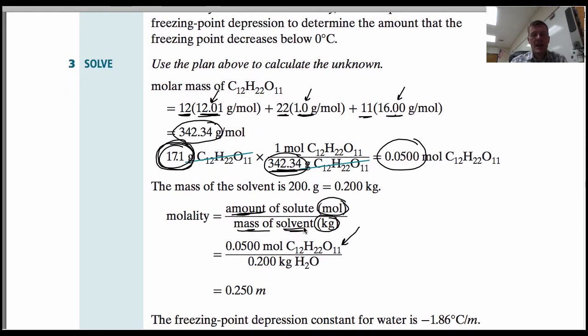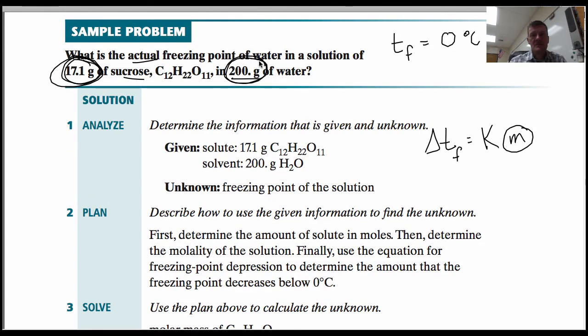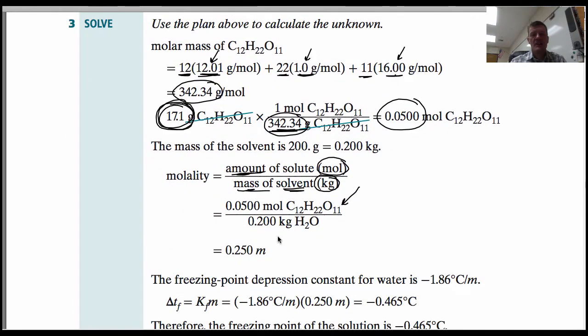And then the mass of the solvent, but the mass is given to you in grams. So you have to divide by 1,000 to change that into kilograms. 200 divided by 1,000 is 0.2. You take 0.05 divided by 0.2, you have the molal. This is the concentration.